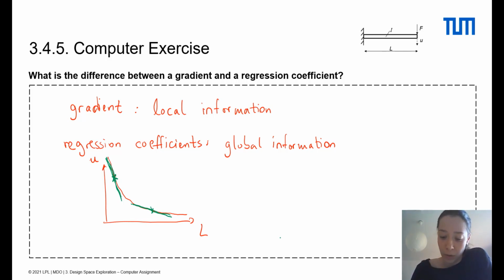If we want to compute the linear regression model, we'll choose some boundaries, so maybe from here to here, or we choose various points on that line, and we compute a linear regression model for all those points. So it's used to build a linear model that approximates the function over a certain part of the design space.